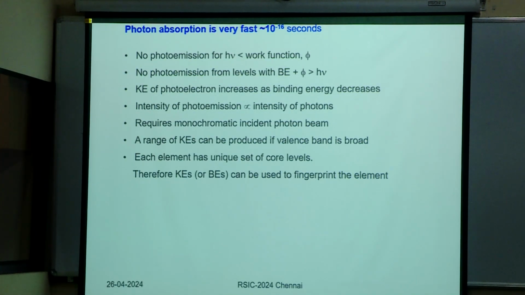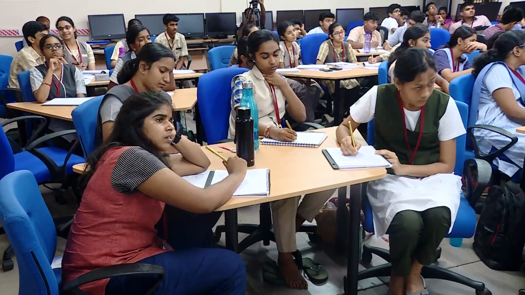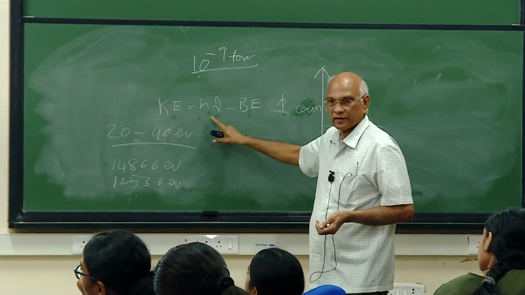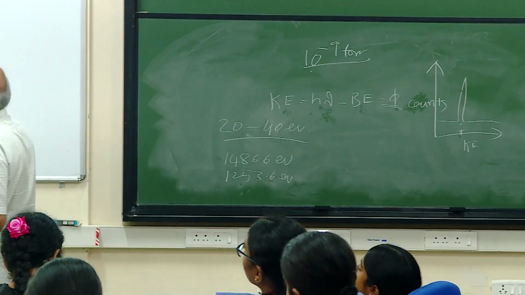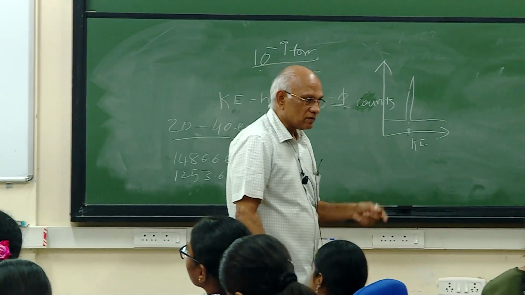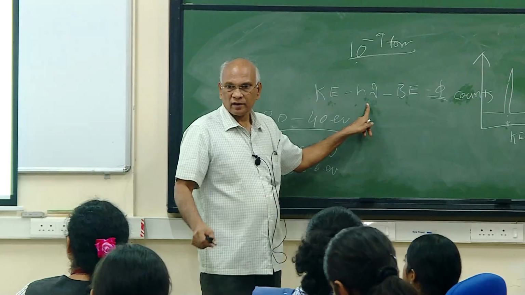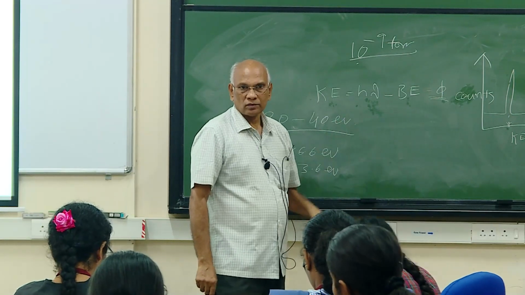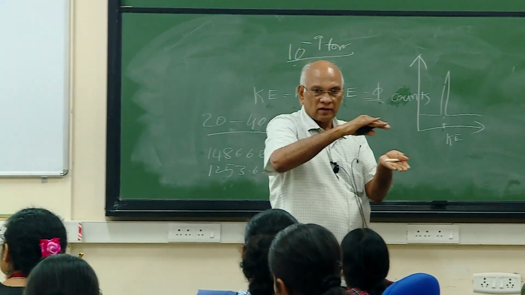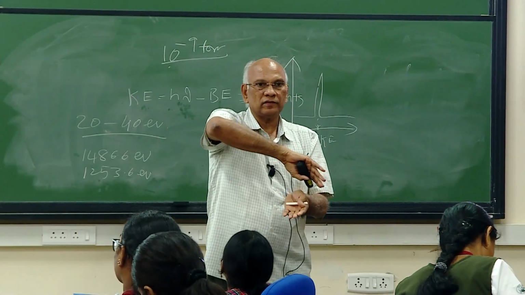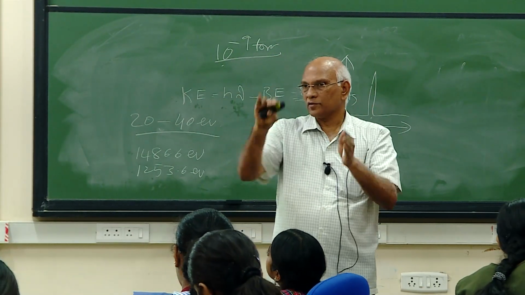Look at this one here. This expression. Right? Now, kinetic energy of photoelectron increases as binding energy decreases. Is that a correct statement? Yes. Again the same expression. All of you follow? Yes. Now the next statement is it requires a monochromatic incident photon beam. Photoemission experiment requires monochromatic incident photons, because the h nu has to be fixed. H nu cannot be h nu and h nu, it has to be precisely known. That is also correct. A range of kinetic energies can be produced if the valence band is broad. Valence band is broad, it's not well defined, so you will have electrons with various kinetic energies. So it's a band, so the electrons also come out from any of these places, so it will become a very broad peak.